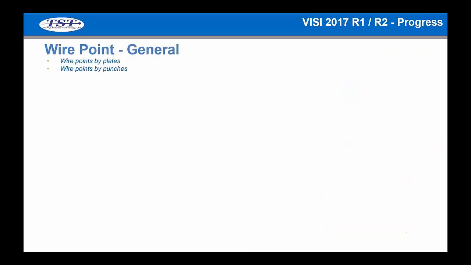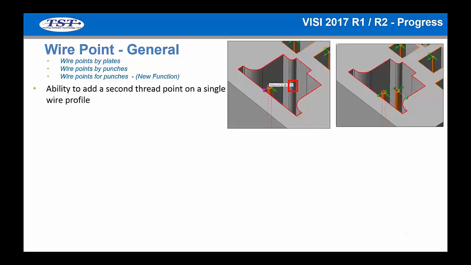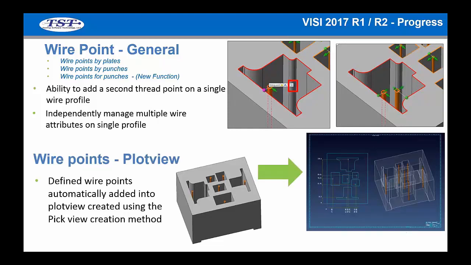So a wire point by plates and punches in the progress. Wire points for punches will be a new function. Has the ability to add a second thread point on a single wire profile. So you'll have those 2 points available. You can independently manage multiple wire attributes on a single profile. And bam, now you can output those wire points.